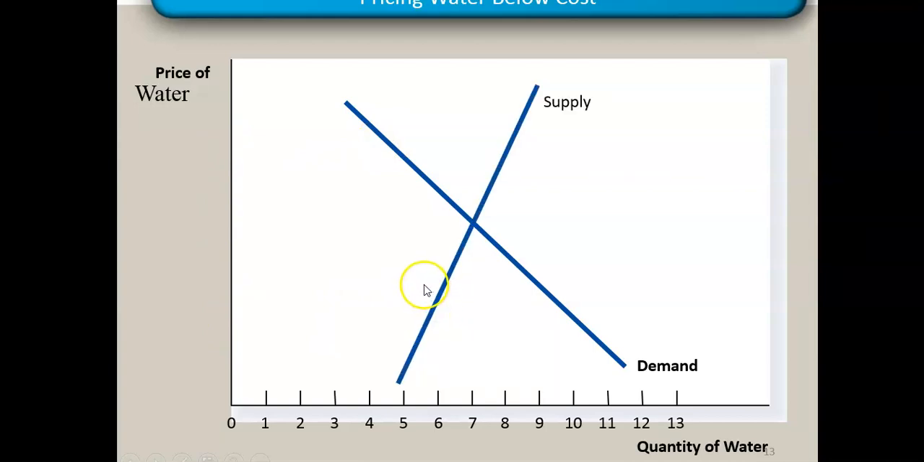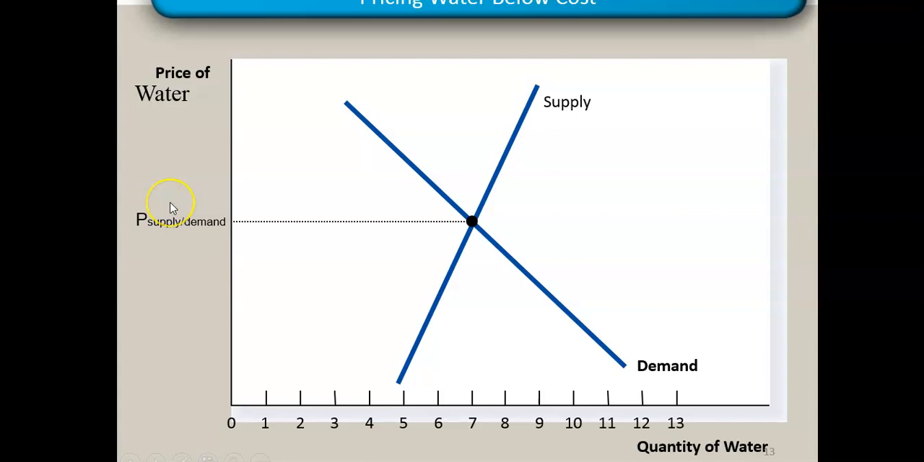Now, supply goes the other way. If you raise the price that is charged for water, you might even have private companies saying, hey, let us start selling water and providing water. So the higher the price, the more incentive there is for producers to produce more of that product. And this is true not just for water, this is true for basically any product.